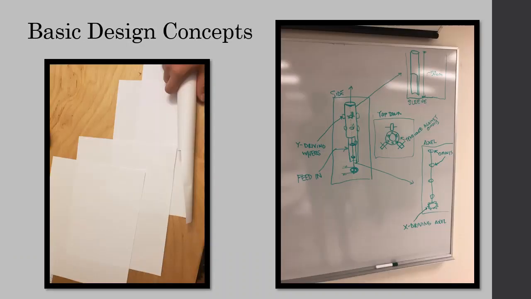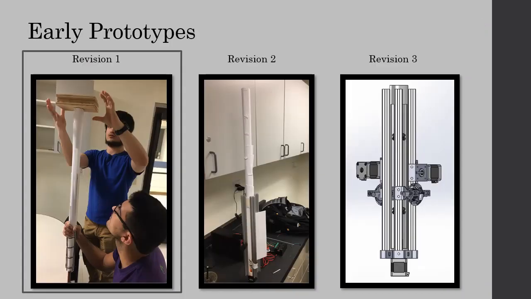Once the preliminary design was chosen, some basic design concepts were created. On the left, you can see the method that is used to create the friction tower, and on the right is the first sketch we drew of what we guessed our device would need to be in order to make the tower.